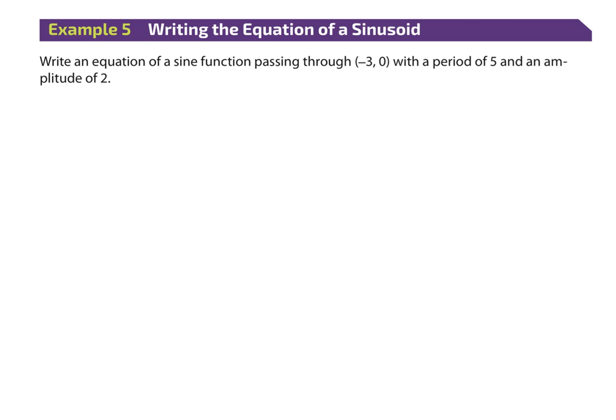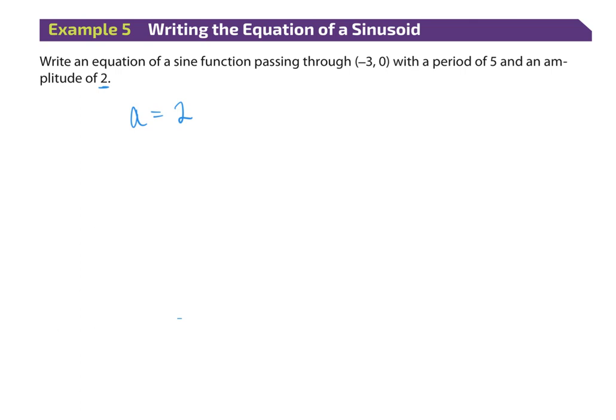Amplitude of 2 means that the absolute value of 2 is going to be in front of it, you know, either 2 or negative 2. So if we just use 2, we know that 2 is going to be my amplitude because they told us that. So I'm going to start with this guide. I know that my amplitude is going to be 2. We'll just use that, positive or negative 2, but we'll let it be 2.